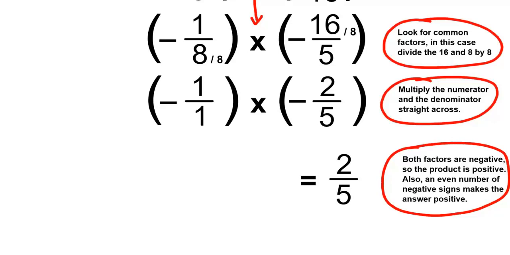Also, an even number of negative signs will make the answer positive. So make sure you count the negative signs. There's 1 and 2, which is an even number, and therefore the answer will stay positive as 2 over 5.